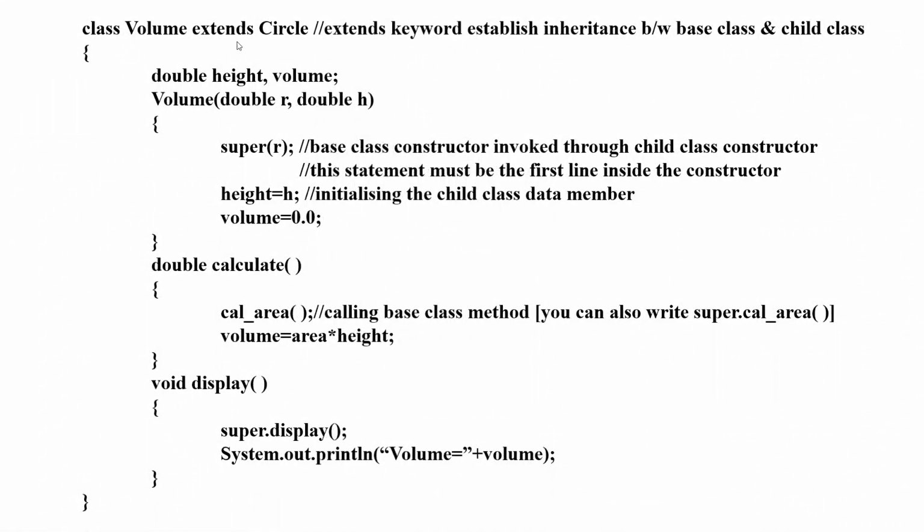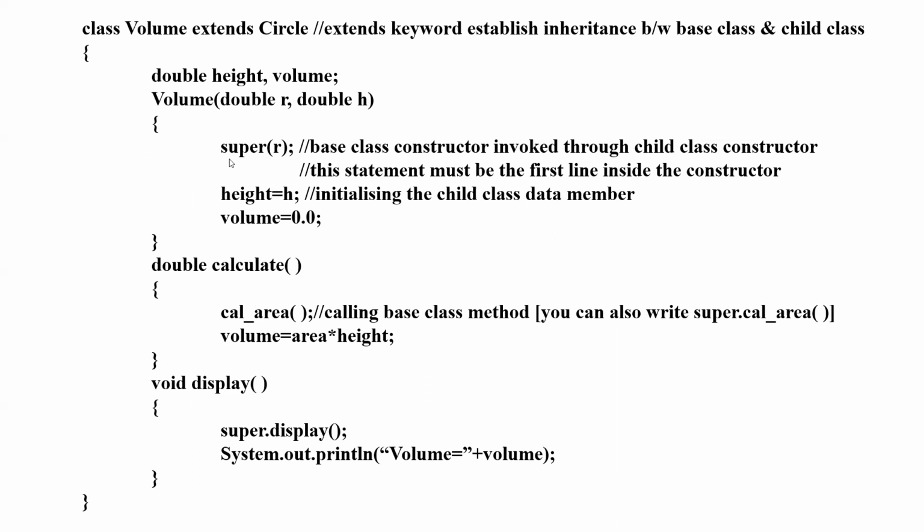Class Volume extends Circle. Extends is the keyword which shows the inheritance is being established between the base class and the child class. And it is very, very important. If the student misses this statement, marks will be deducted from his or her answer paper. Then we have the data members in the child class, height and volume. The Volume class parameterized constructor, you all notice, has two parameters: double R and double H. This double R is for the base class data member radius, whereas double H is for the data member height.